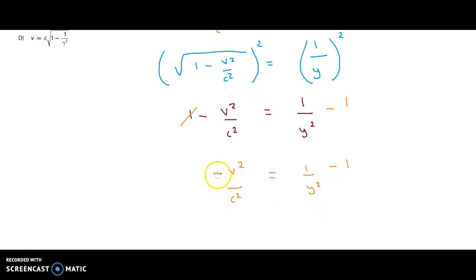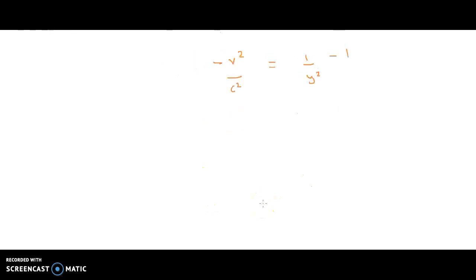Well, I want to get rid of that negative because I know we're going to need to. So I'm going to multiply both sides by negative 1. So that would switch the signs for each of these terms. And that would get us to, let's see, this would now become positive v squared over c squared is equal to, basically just sort of flip things around. Instead of negative 1, we now have positive 1, and instead of positive 1 over y squared, we now have minus 1 over y squared. Okay? So far, so good.